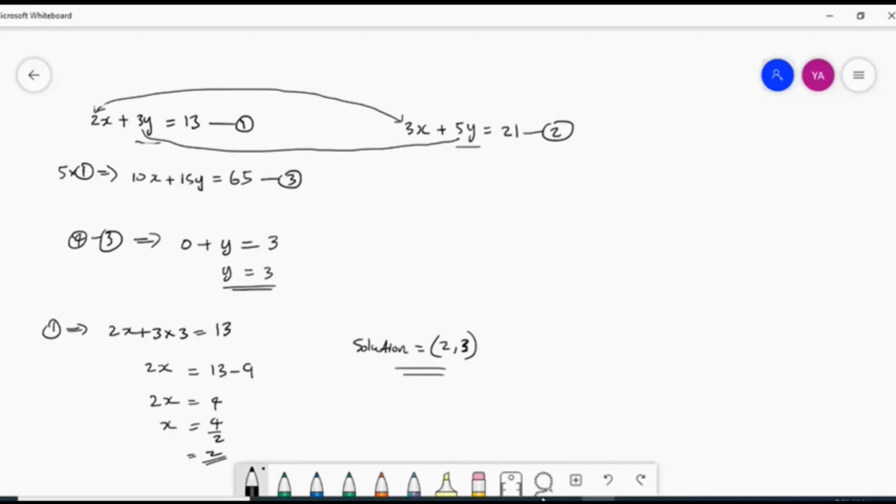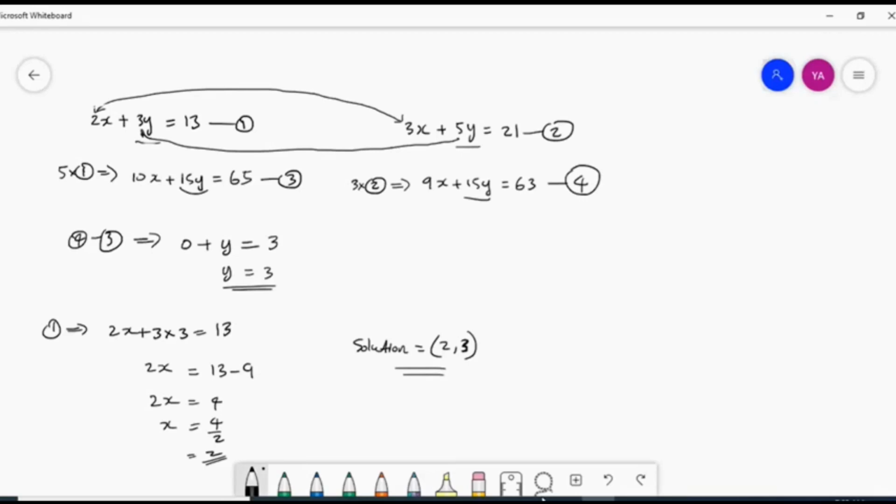And the second equation, by what number do you have to multiply? 3. So 3 times equation number 2. What will you get? 9x plus 15y is equal to 63. So this is equation number 4. Now look here, 15y. If you subtract, the y terms will be removed.